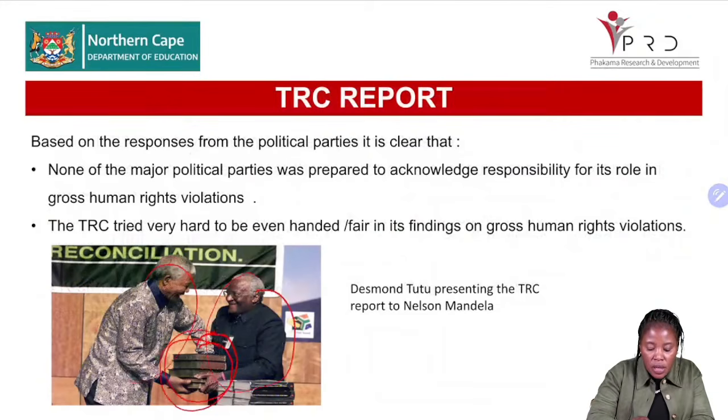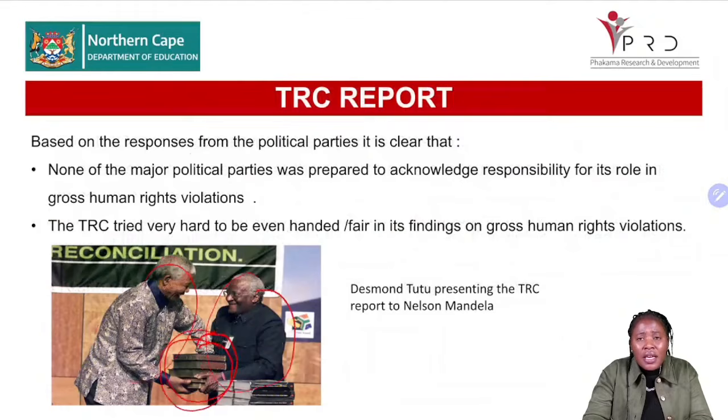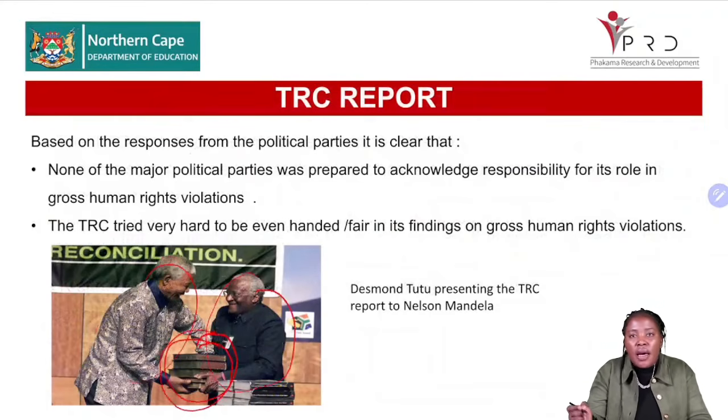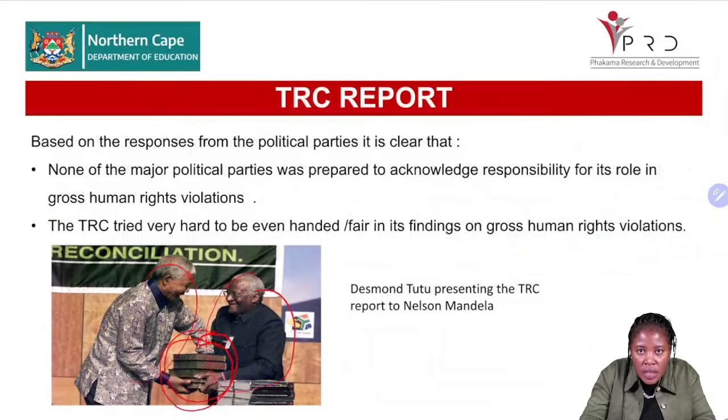Now, it says here, based on the responses from the political parties, it is clear that none of the political parties was willing to take accountability and responsibility for committing crimes or for gross human rights violations. So none of them were willing to say we are guilty and we will apply for amnesty. So none of the political parties, from the National Party up until the IFP, were happy with the process of the TRC. They criticized the TRC.